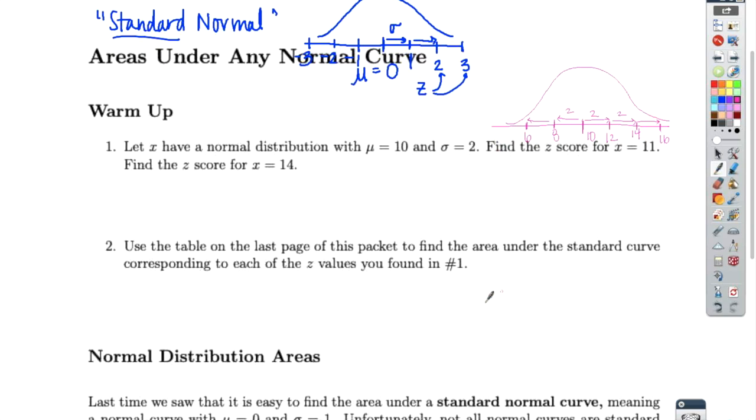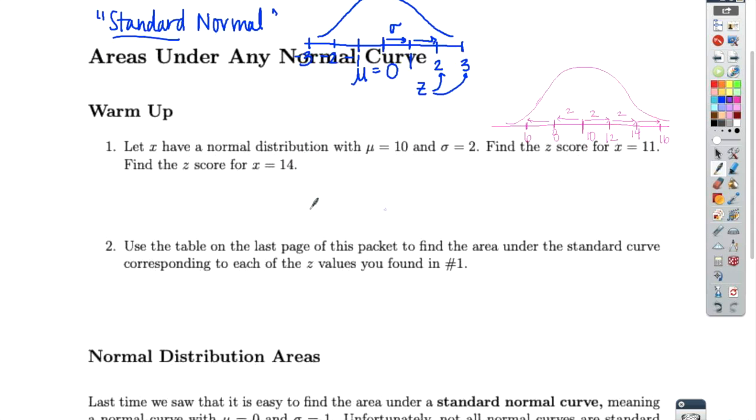Now notice this is not our favorite standard normal. Our standard normal has 0 in the middle and it has a step size of 1. So this is a normal, but it's not our standard favorite normal. We don't have a table for this one, right? So let x have a normal distribution with mu equals 10 and sigma equals 2. Find the z-score for x equals 11 and then find the z-score for x equals 14.